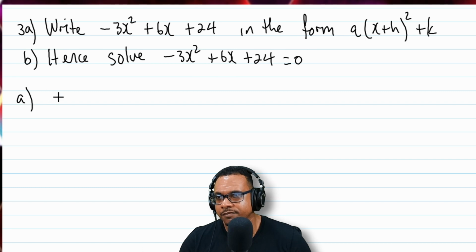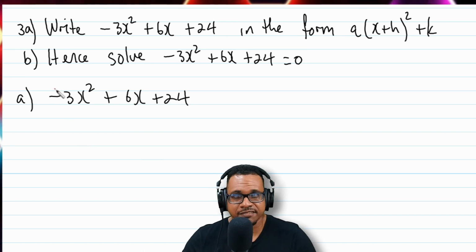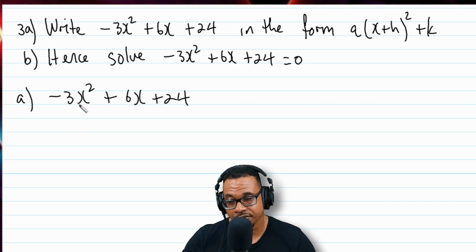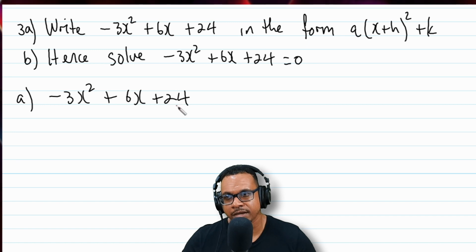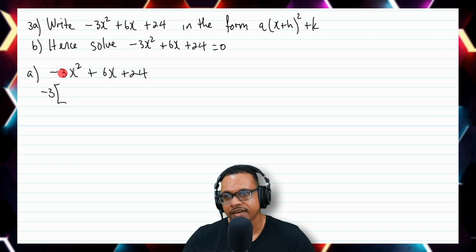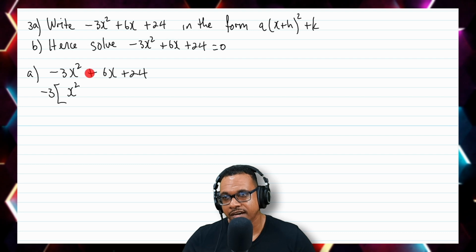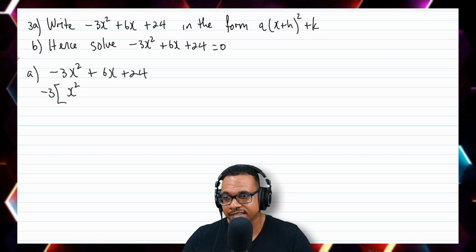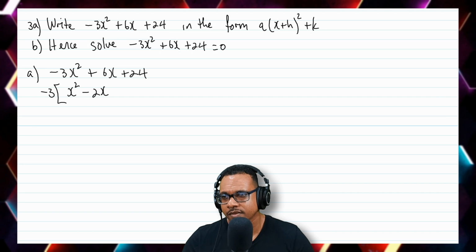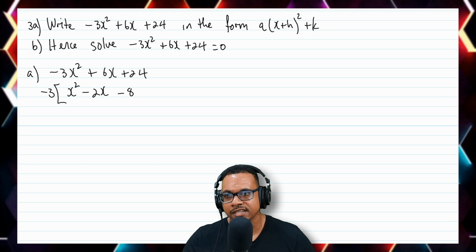So for part A, I'm going to write my quadratic, negative 3x squared plus 6x plus 24. So to use the method that I use, I'll have to get rid of this negative 3 that's in front of the x squared, and I'll do so by factoring out the negative 3, which means divide every term in my quadratic by negative 3. So I'll have negative 3, open brackets, divide negative 3x squared by negative 3, and I'll get positive x squared. Divide positive 6x by negative 3, and I'll get negative 2x. Divide 24 by negative 3, and I'll get negative 8.